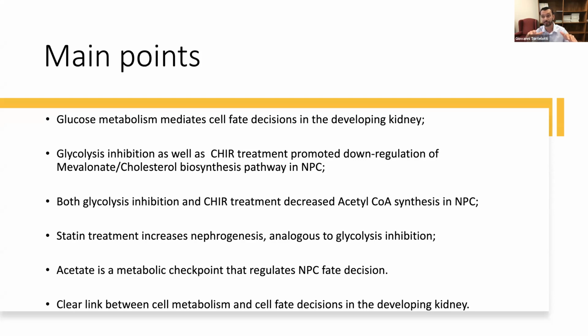So acetate appears as a key metabolic checkpoint that regulates cell fate decision in NPCs, nephroprogenitor cells. So there is a clear link between cell metabolism and cell fate decision in the developing kidneys.